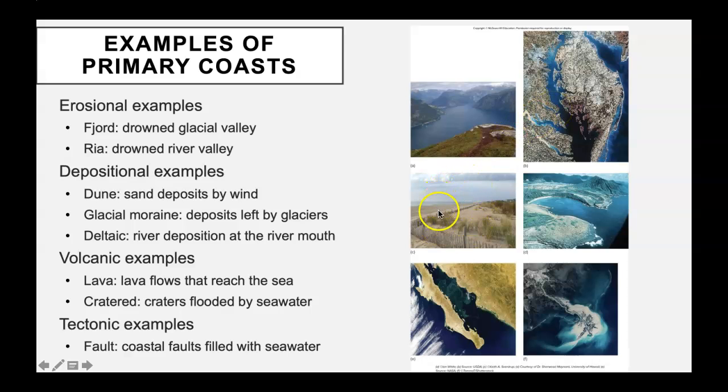Dunes are also an example of sediment coming from the land. Glacial moraines. These are places where glaciers have deposited a ridge of sediment, and then that sediment can be reworked by the sea. And then a delta, deltaic, is where rivers come into the water and drop their sediment.